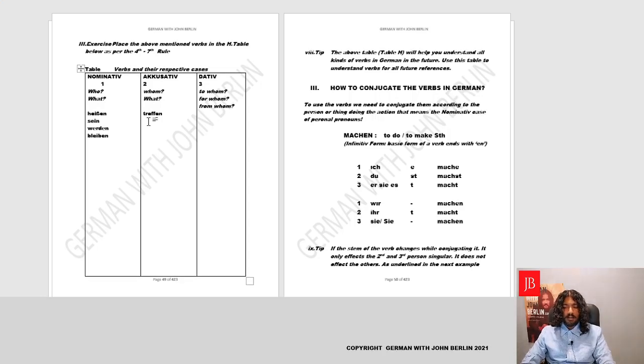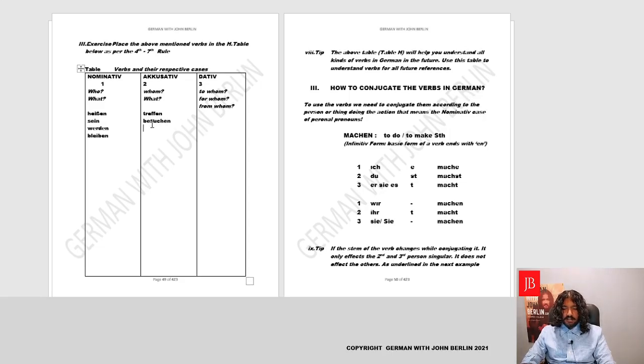Also the verb like I visit you. Let's say I visit you online. So again, the question is who visits whom, and the answer is basically the accusative verb because it requires 2 cases. So we could write here the verb to visit, besuchen.